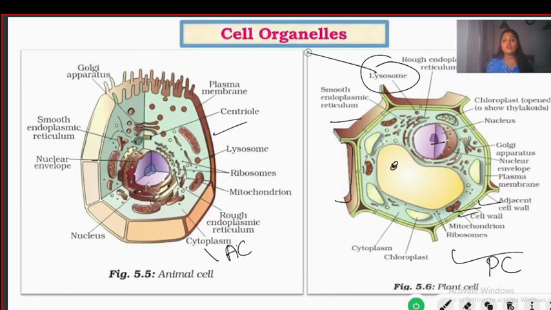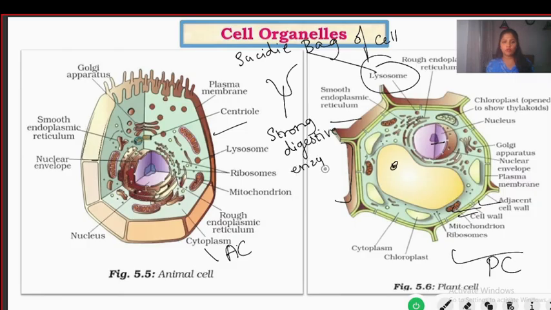Now lysosome is another cell organelle which is also called the suicide bag of the cell. Okay, a suicide bag. Why is it called so? Because they are like a sac-like structure, and they have strong digestive enzymes.